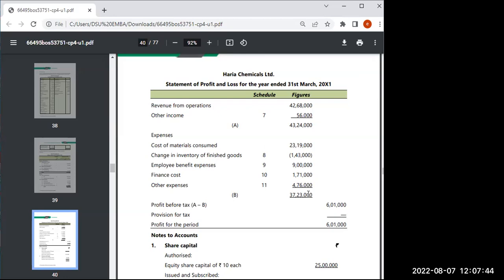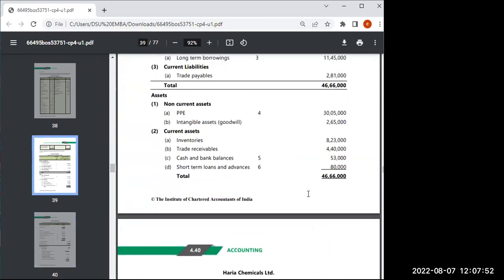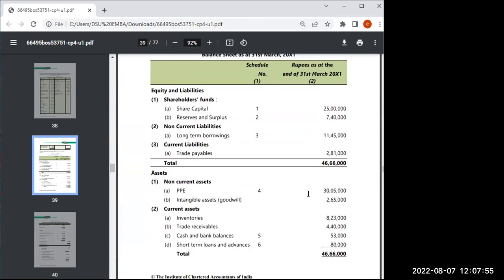Next, balance sheet of Haria Chemicals Limited. This format is to be memorized by you. In one or two days, you have to memorize it. It's very simple. There are 3 items on the liability side of the balance sheet: shareholder fund, non-current liability, and current liability. On the asset side, 2 items: non-current asset and current asset. Under that, we have some subcategories.